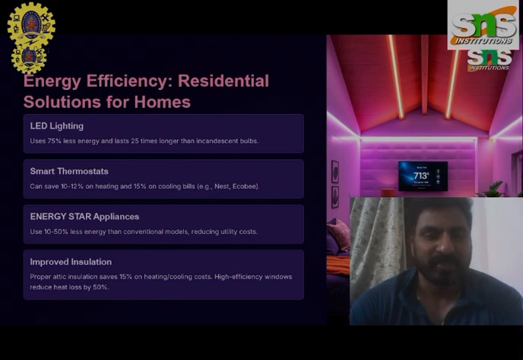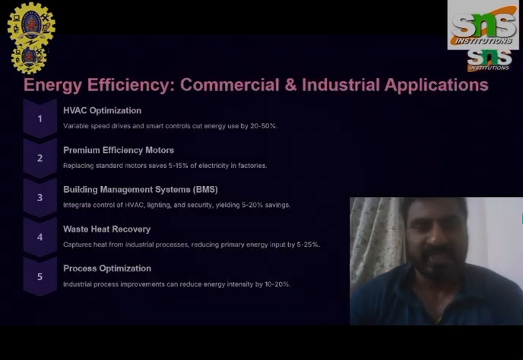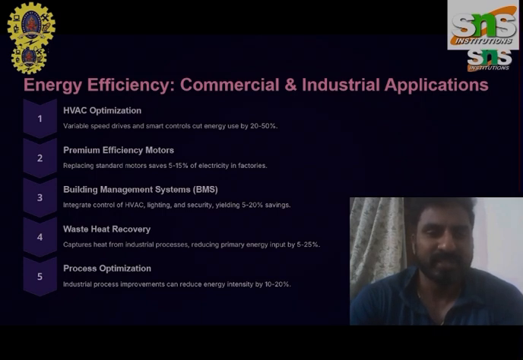For example, appliances with an Energy Star rating use 10 to 50% less energy than conventional models, reducing utility costs. Improved insulation also helps: proper attic insulation saves 50% of heating or cooling cost, and high efficiency windows reduce heat losses by 50%. For commercial or industrial applications, we have HVAC optimization, premium efficiency motors, building management systems, called BMS, and then waste heat recovery and process optimization.